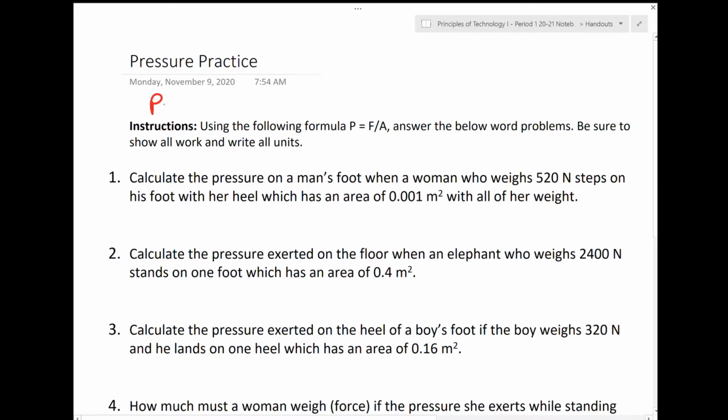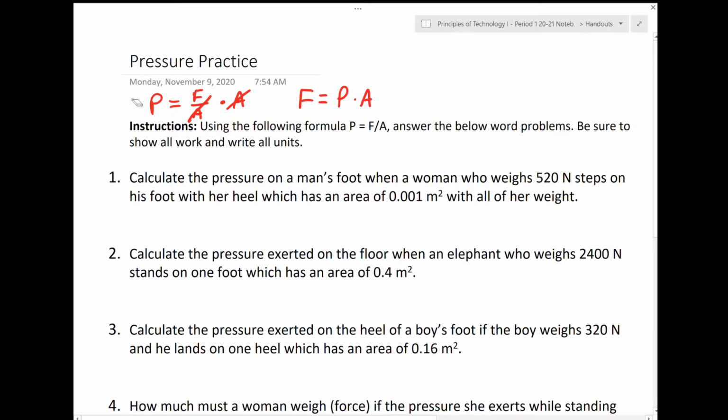So if we take pressure is equal to force divided by area and we multiply both sides by area, on the right hand side the A's will cancel out, and we'll be left with force is equal to pressure times area.